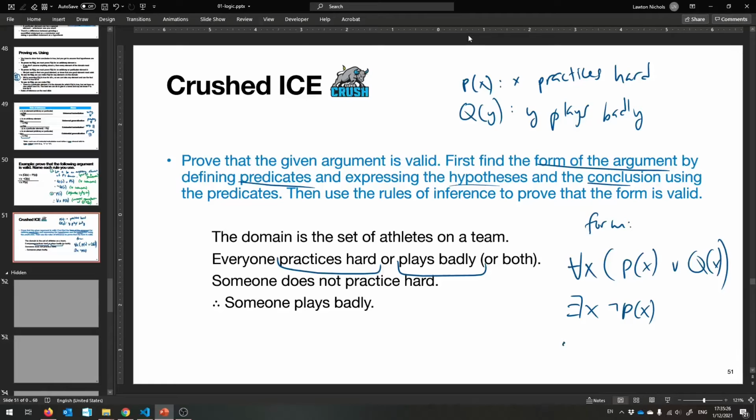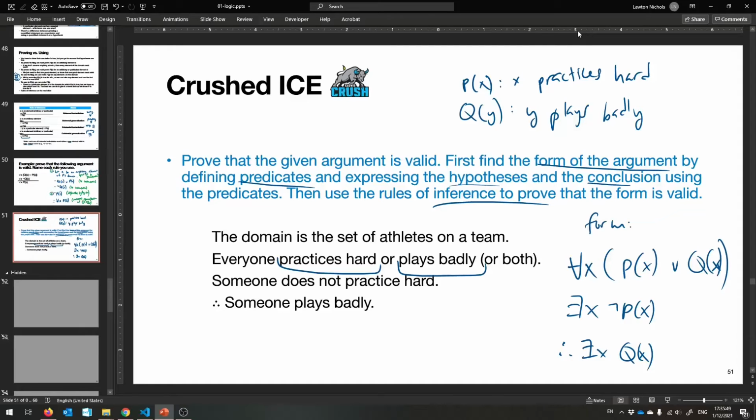And then, therefore, someone plays badly. There exists an X such that Q of X. Okay? Someone plays badly. So, here is the form of the argument. I hope you can see it. That is an X right there. Now, we have to prove it.